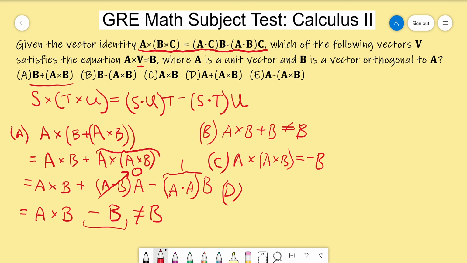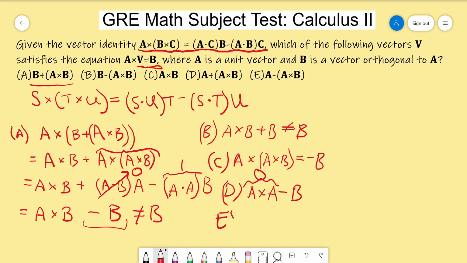D, A plus A cross B, well, that's just going to be A cross A plus A cross A cross B. It's just like answer A: A cross A minus B. So that's no good. But we do know that A cross A is just, no, sorry, that's going to be 0, because any vector crossed with itself is just going to be 0. So D is almost correct, except that it's minus B instead of, we wanted plus B.